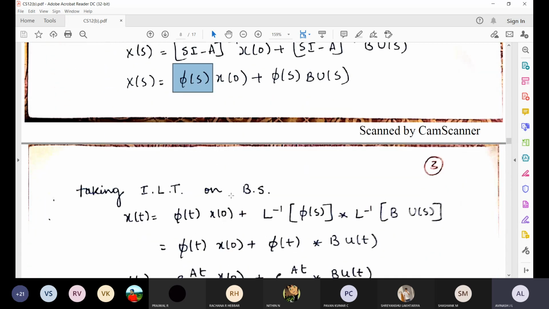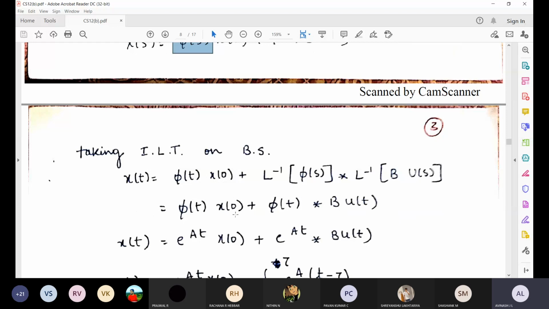Once we replace the value here, we take the inverse Laplace transform. When we take the inverse Laplace transform, X of s becomes x of t, and phi of s becomes phi of t into x of 0 plus Laplace inverse of, see here two terms are there, Laplace inverse of phi of s times Laplace inverse of B U of s. So in this particular thing, it is phi of t convolution with B u of t.